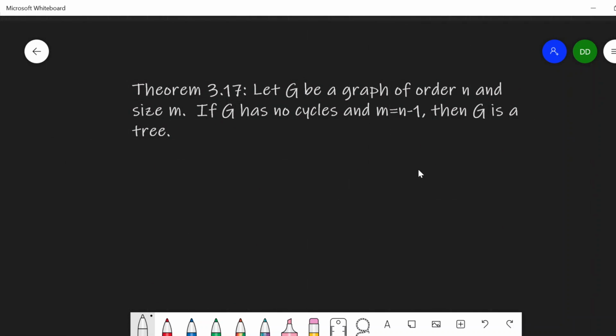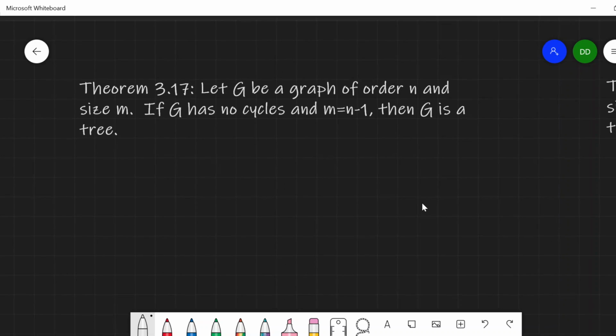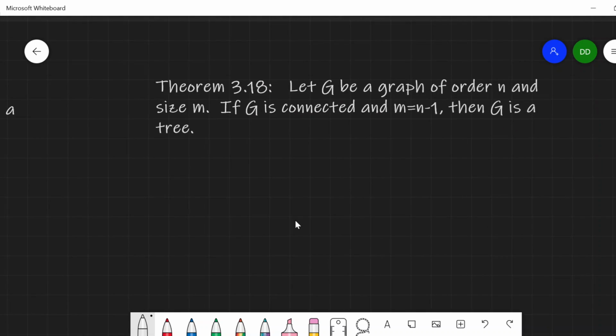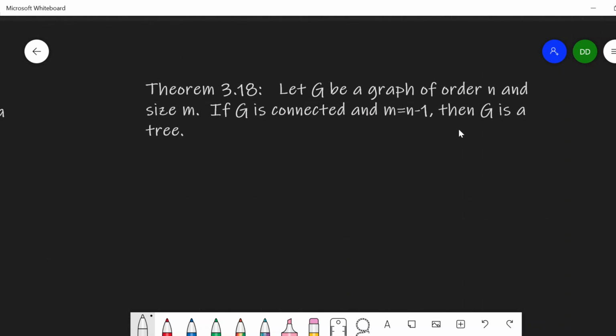Another property: remember that to be a tree you need to have no cycles and you need to be connected. What this theorem is saying is that if you have a graph of order n and size m, and that graph has no cycles, and it has the right size, that is, m equals n minus 1, then it has to be a tree. We also know that if G is a graph that's connected and has the right size, then it's necessarily acyclic, and hence it's a tree.